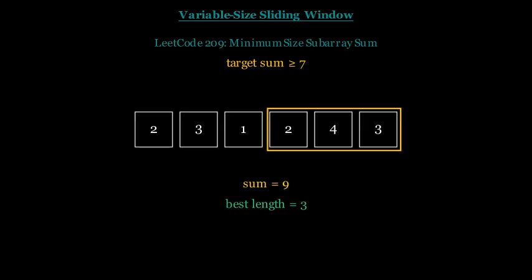Shrink from the left. Remove 2. Sum drops to 7. Still enough, so we can shrink again. That's enough to hit the target. Window length is 2. That's our new best. Let's see if we can shrink it further. Shrink from the left. Remove 4. Sum drops to 3. That's below target now. So we stop shrinking and go back to growing.